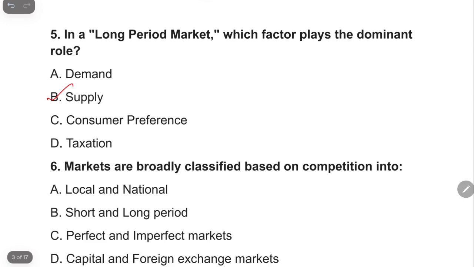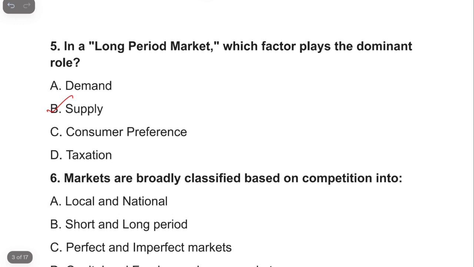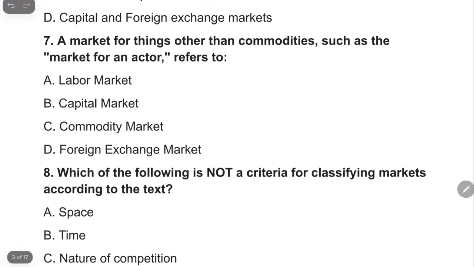Supply. So சின்ன மார்க்கெட் அப்படின்னா டிமாண்ட், பெரிய மார்க்கெட் அப்படின்னா சப்ளை. அதாவது டேர்ம் பேசிஸில் லாங் டேர்மாக ஒரு மார்க்கெட் இருக்க போதுன்னா அதில் சப்ளை முக்கியம், ஷார்ட் டேர்மாக ஒரு மார்க்கெட் இருக்க போதுன்னா அதில் டிமாண்ட் முக்கியம். Markets are broadly classified based on competition into perfect and imperfect markets. A market for things other than commodities, such as a market for an actor, refers to the labor market.